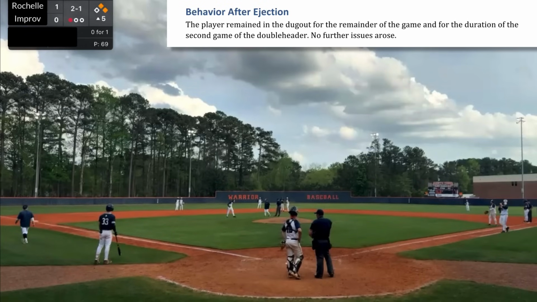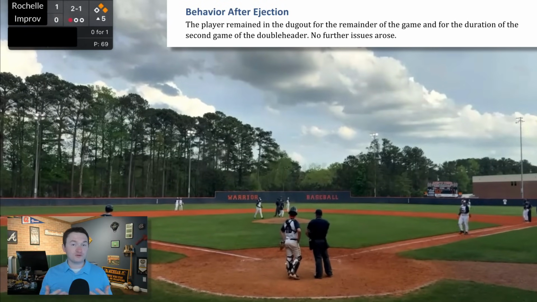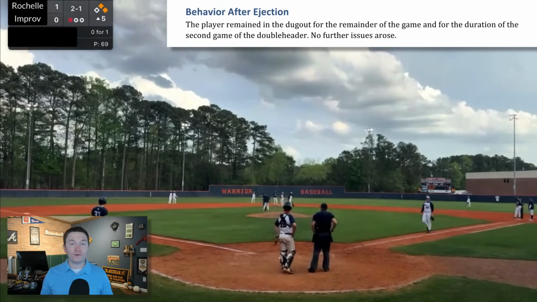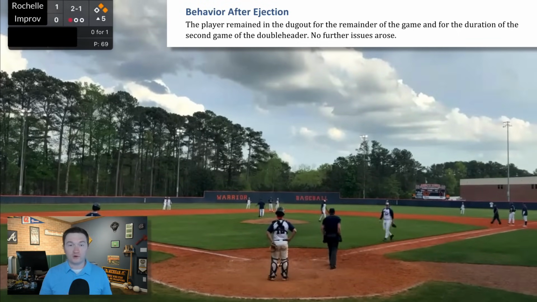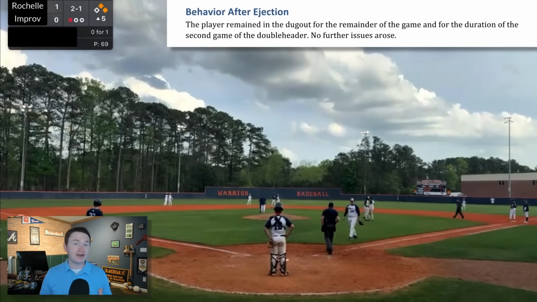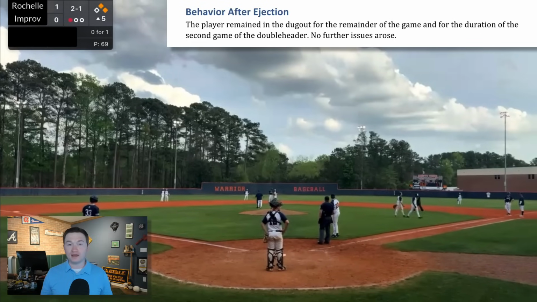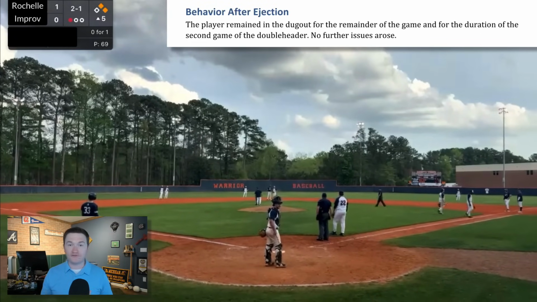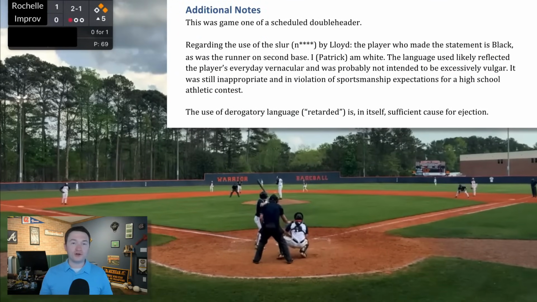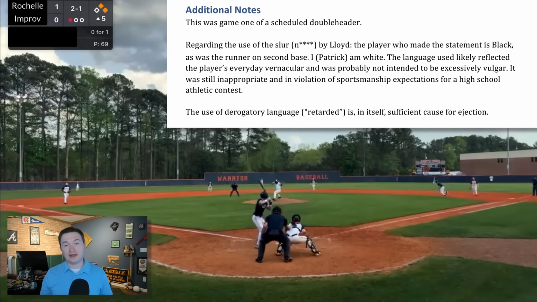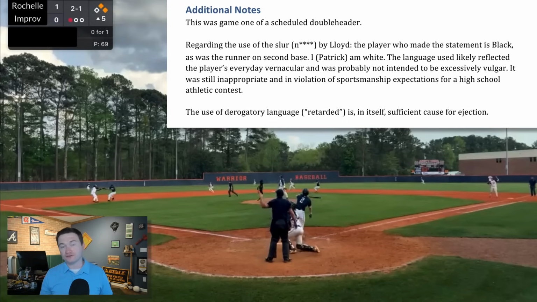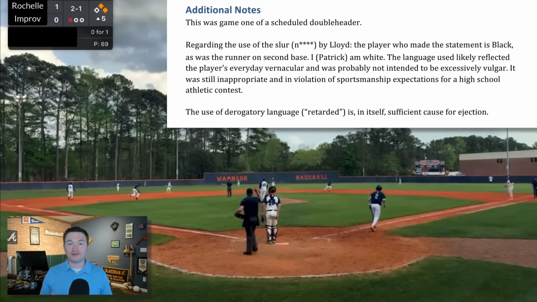No further issues arose. Now, this scenario, it was pretty easy, but this could be more important in a scenario where you eject a coach and their egregious behavior after ejection could result in them getting a longer suspension or a bigger fine. Finally, we get to additional notes, and this is going to be anything that hasn't been included in the ejection report so far, but might be relevant to the reader.